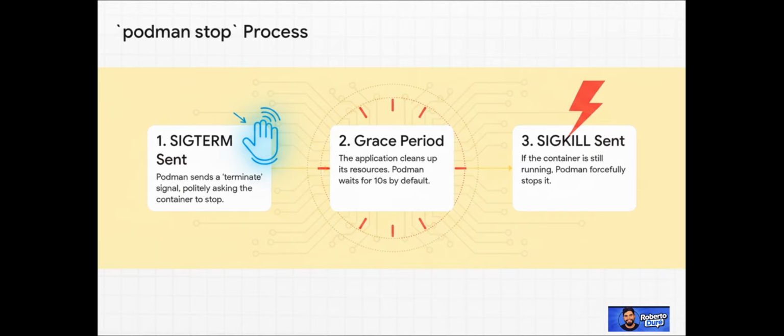First, it sends a SIGTERM signal. You can think of this as a polite, official request for the application to terminate. Podman then waits for a default of 10 seconds, giving it that grace period to shut down cleanly. If the container is still running after that time, and only then, does Podman escalate by sending a forceful SIGKILL signal to terminate it immediately.